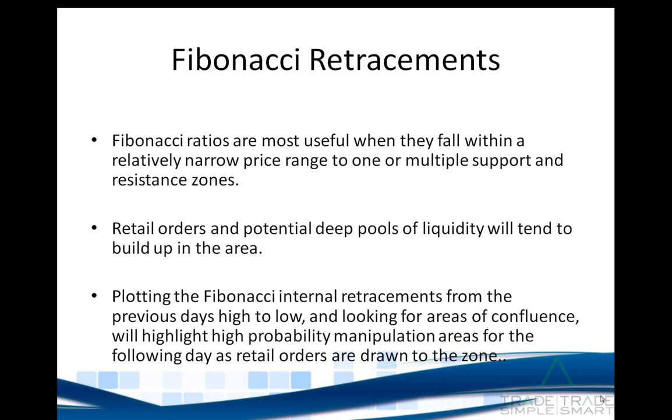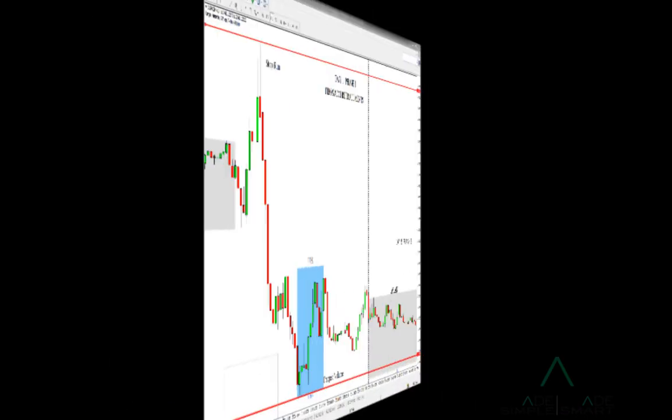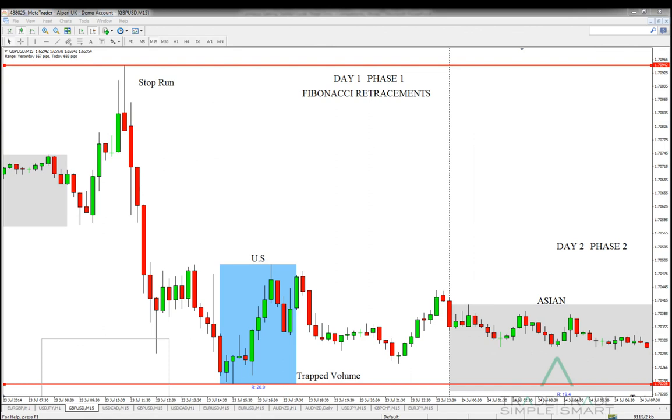Okay, so it is very simple and straightforward. We simply need the high and low of the previous day's session. We're going to plot our Fibonacci ratios, and for the current day's trading, look for a confluence of technical levels within a relatively narrow range. Okay, so when we apply Fibonacci ratios to the intraday chart, we're simply going to use the high and low, or the low and the high of the previous day's session.